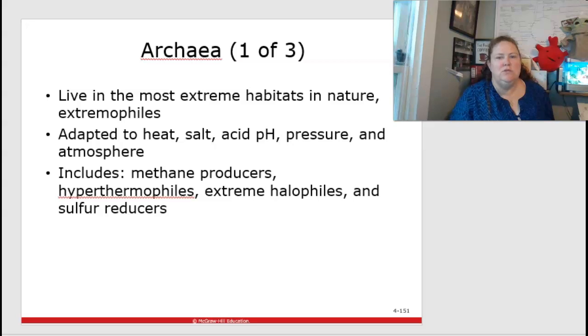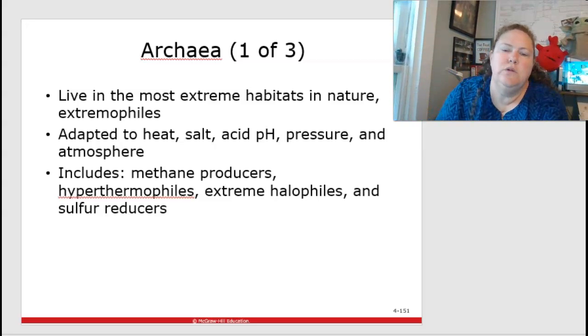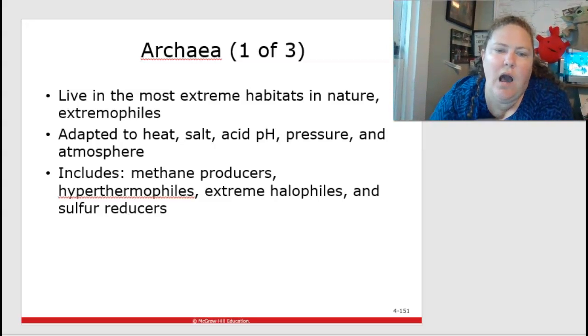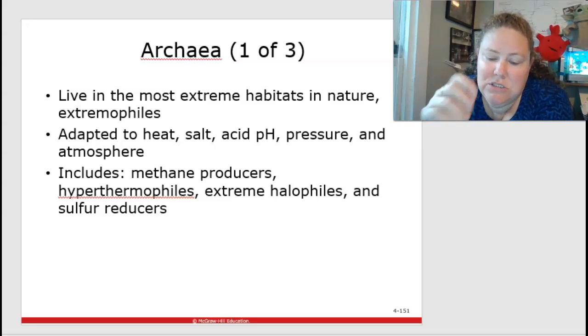Archaea, these are going to live in the most extreme habitats in nature. These are called extremophiles, and so they're adapted to those extremes, such as heat, salt, acid, so very acidic pH, pressure, as well as atmosphere. And these also include methane producers and hyperthermophiles, extreme halophiles, and sulfur reducers. So the bacteria that love heat, pH, sulfur, different things.